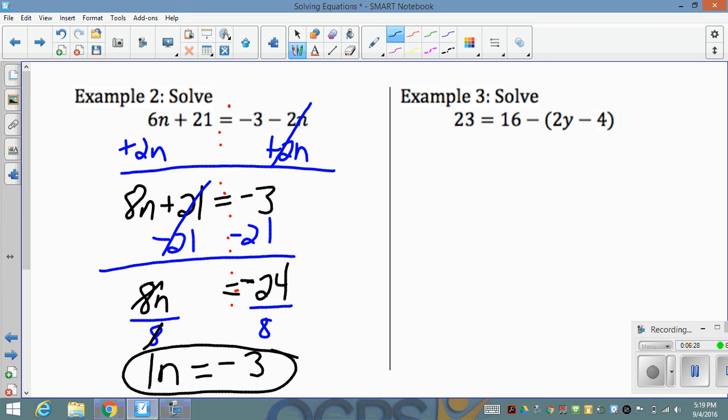Remember, n and 1n are the same. That's what we're going for, is getting the n by itself. If you don't like the 1 there, just don't write it. That's fine. I can do a quick check. I'm just going to come right above and do a little check.